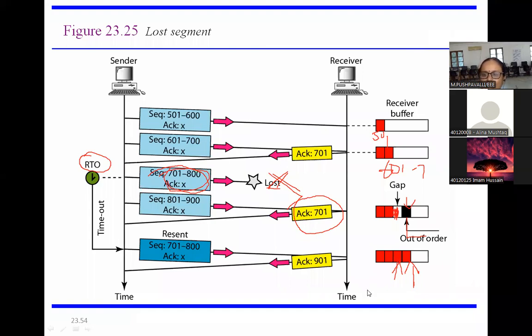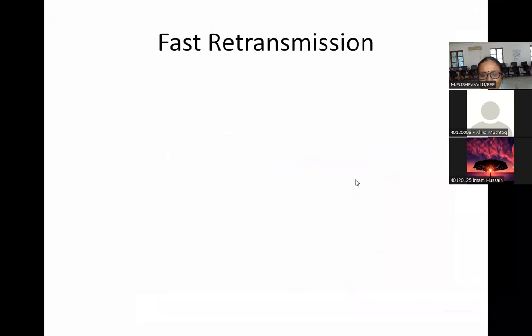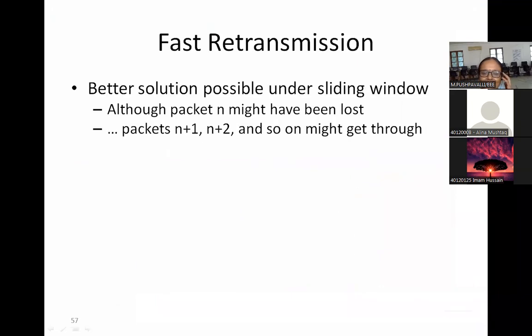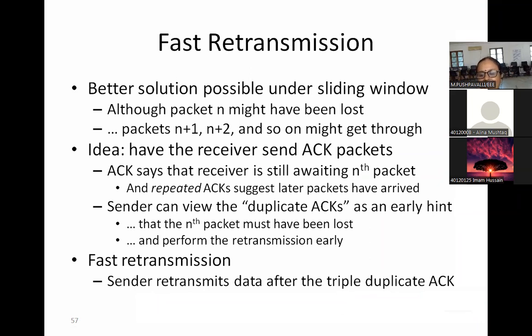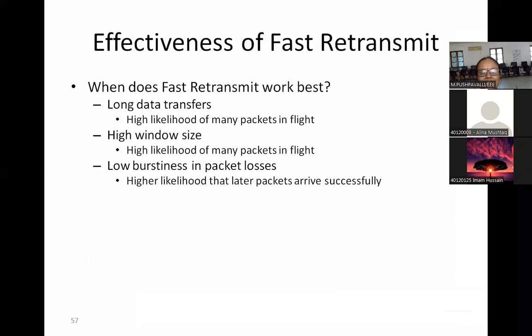Okay, I think these are all about this same concept only. We have seen all this retransmission. One more concept: fast retransmission. We are slowly retransmitting now. To avoid that, the sender retransmits the data after the triple duplicate acknowledgement. We have to do the fast retransmission.